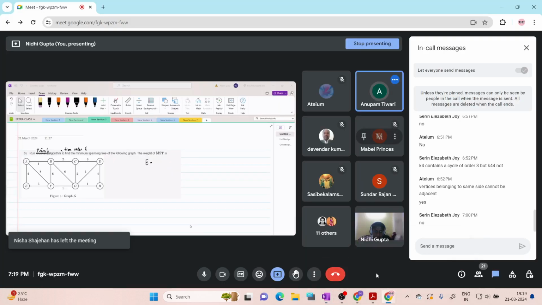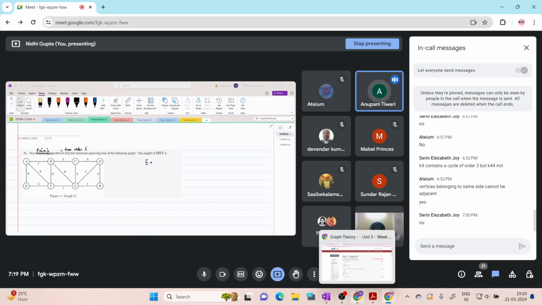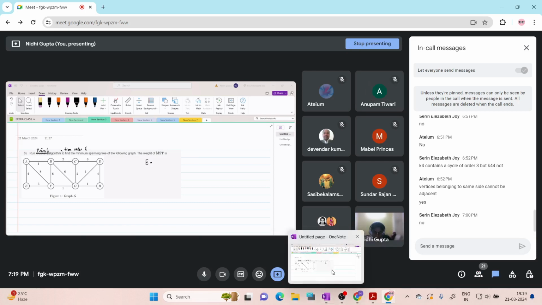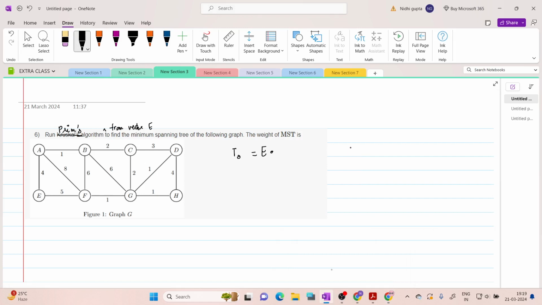We have to keep E in one set and all the others in the other set. Then we have to find the minimum weight. So first our initialization is E. So we are keeping E in one set. So we are basically looking at this cut. We are looking at this cut. So now what is the minimum cost edge in this cut?